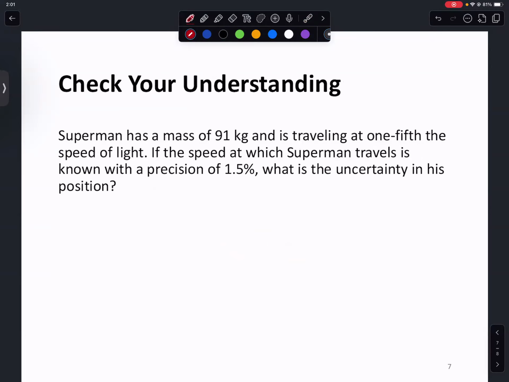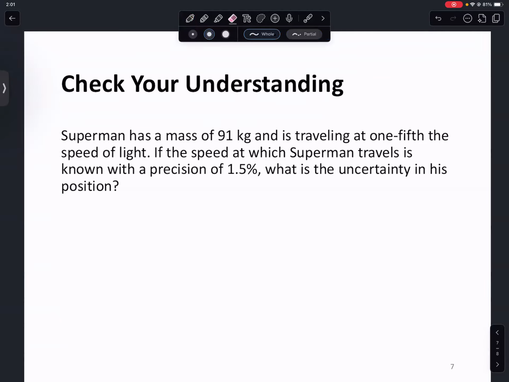Now, let's see how this applies the uncertainty in position to something that is very large, like Superman, for example, versus an electron. Let's think about this conceptually. Something that is very large, like a human body, or a baseball or a tennis ball, because of its size, you can determine with certainty its position and its momentum at the same time. But for something very small, the uncertainty will be very, very large.